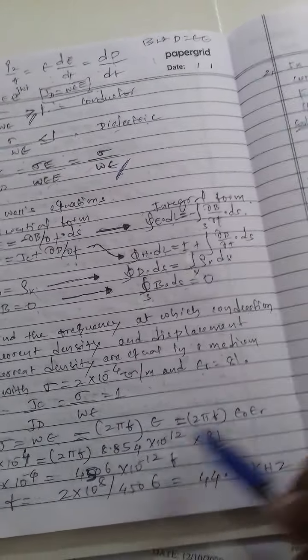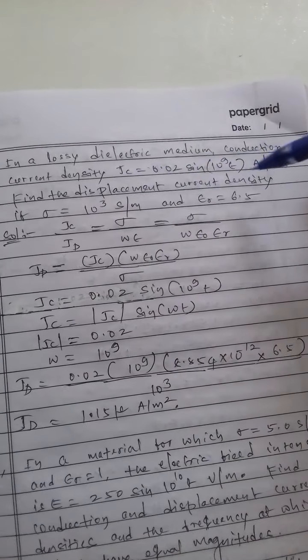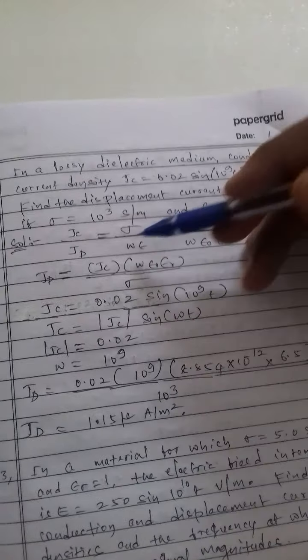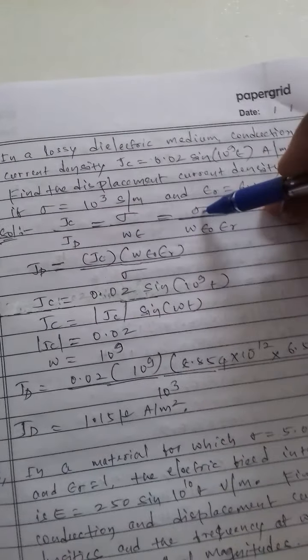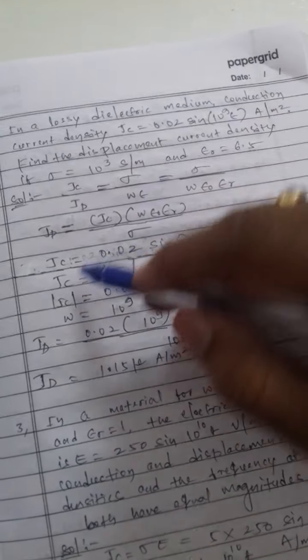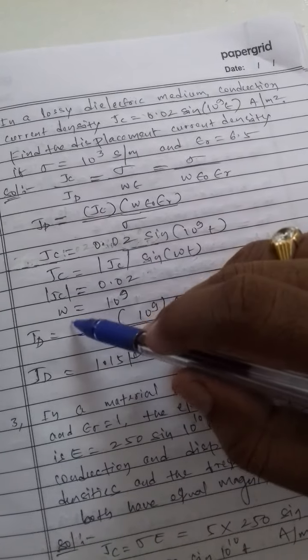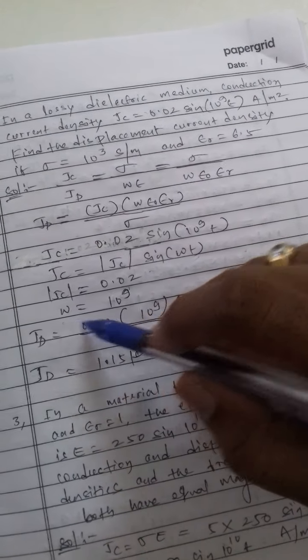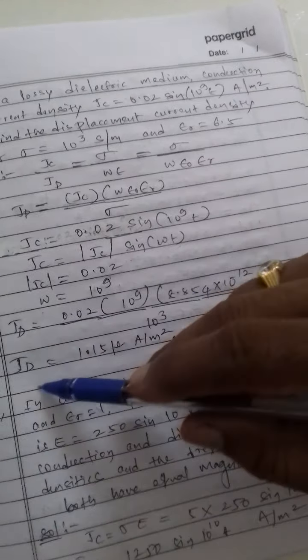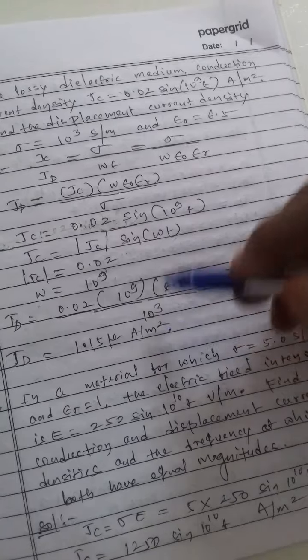Find the frequency at which conduction current density and displacement current density are equal in a medium. In a lossy dielectric medium, the conduction current density Jc is equal to 0.02 sin omega t ampere per meter square. Find the displacement current density. Jd is equal to Jc omega epsilon naught epsilon r upon sigma, where omega is equal to 10 raised to 9. Jd is equal to 8.84 into 6. Here Jd is equal to 1.15 microampere per meter square.